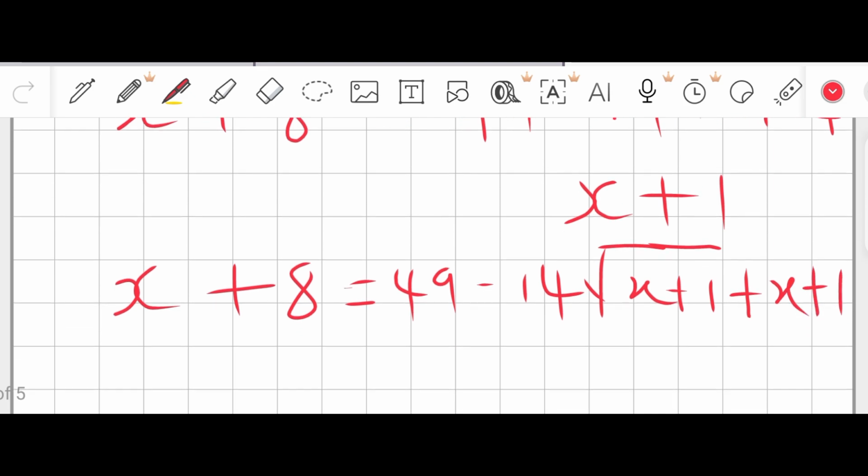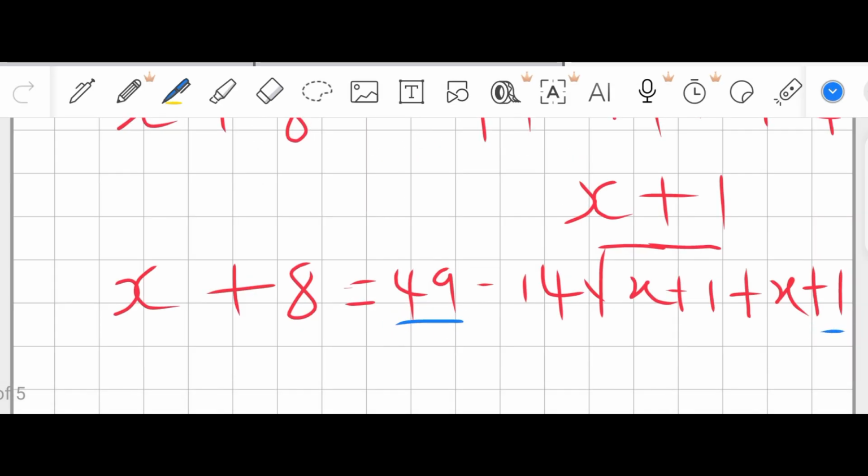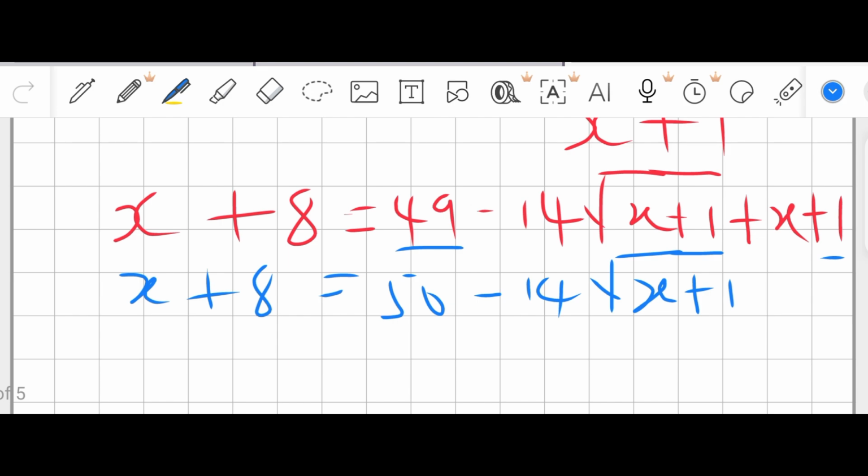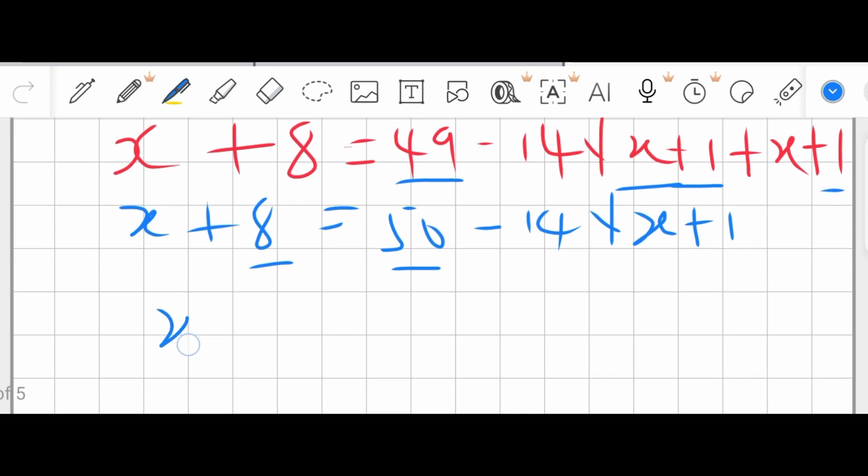So next thing we do is to group like terms. When we group like terms, you realize that this one here can be added to this one to make it 50, right? So in that case, we have x plus 8 being equal to 50 minus 14 root x plus 1. So in grouping more like terms, we have 8 here and we have 50 here. We can decide to engage them together. So in that case, we'll be having x minus 42 being equal to 14 root x plus 1.